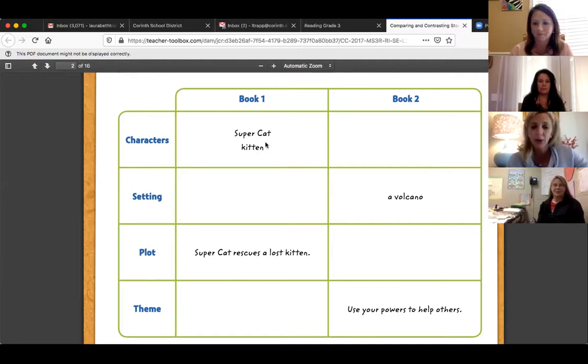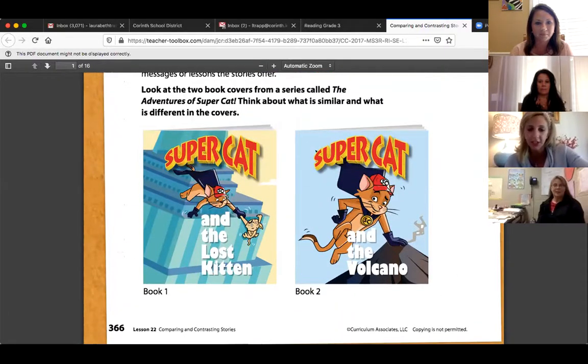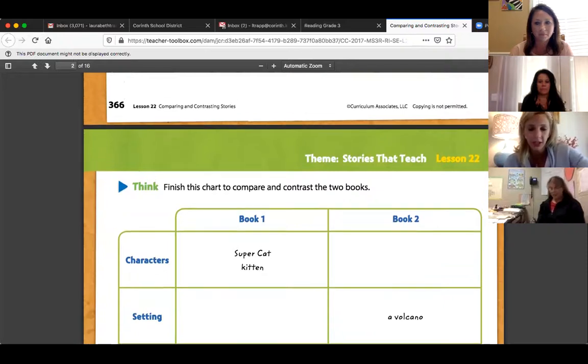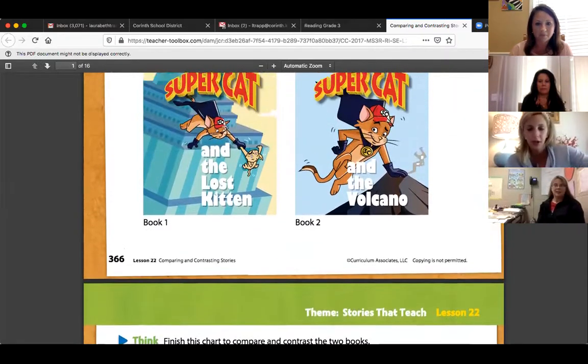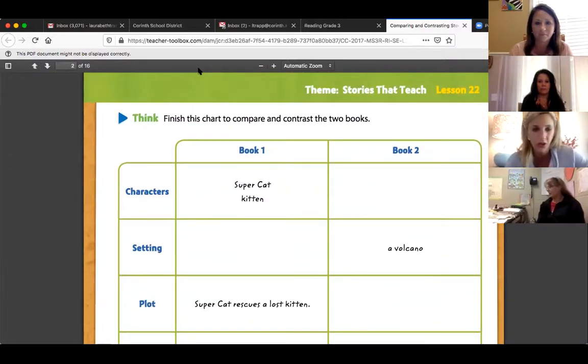So let's look at book 1. It already gives you this answer. The characters in the story are Super Cat and Kitten. And you can look back up here, you see Super Cat and Kitten, right? Okay, so book 2, I need to look at my characters there. All right, it looks like it's just Super Cat. So in this section on your graph, you are going to write just Super Cat. I'm going to type in Super Cat. That's what you will do on your page also.